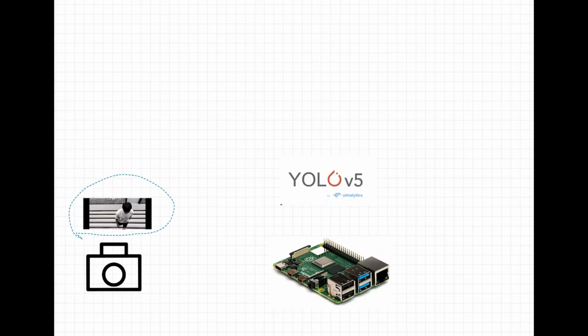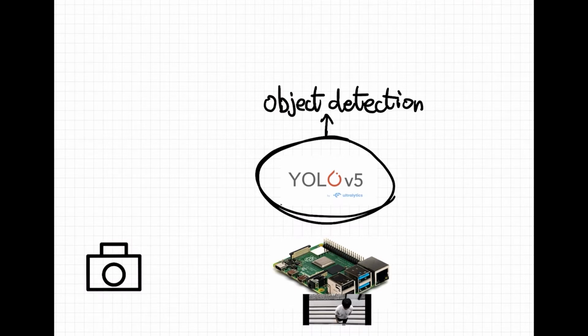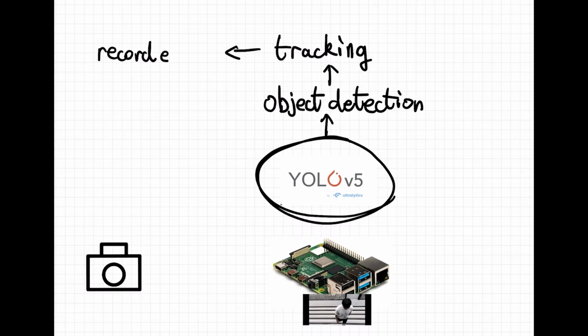The camera would take video footage and send it to the Raspberry Pi, which used Yolov5 to detect the objects. On top of that, we wrote an algorithm to use that detection information to actually track the people and record whether they went in or out of the room. But you might be wondering, what's the difference between detection and tracking?